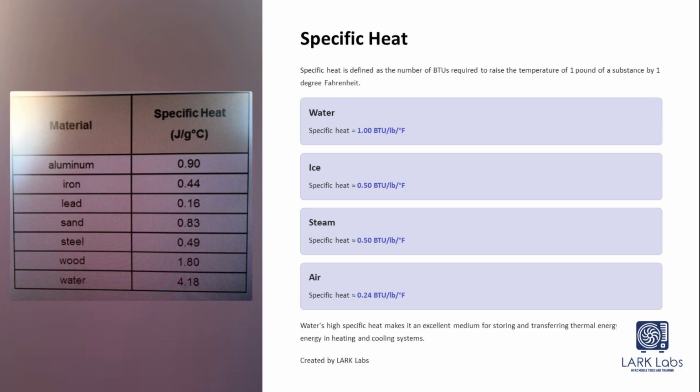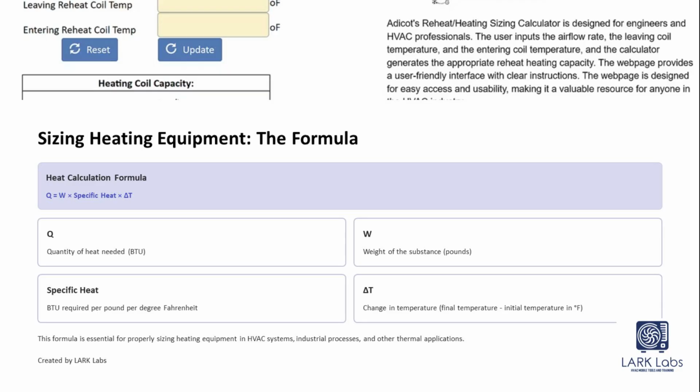Specific heat is the energy required to raise the temperature of a substance by 1 degree. Materials like water have high specific heat, making them excellent for storing and transferring thermal energy in heating and cooling systems. Sizing heating equipment involves calculating the heat required, considering the weight of the substance and the specific heat. This formula is essential for designing efficient HVAC systems and industrial processes.